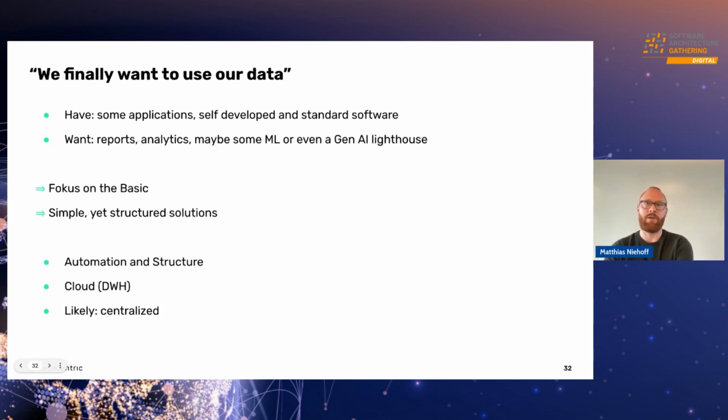But we want to do it in a structured, automated way, in an easier, more accessible way. I would say what to do now is focus on the basics. Come to the basics and use simple but structured solutions. So have those software engineering best practices in mind, but don't go over the top. And the basics are the automation and structure. It's most likely something in the cloud.